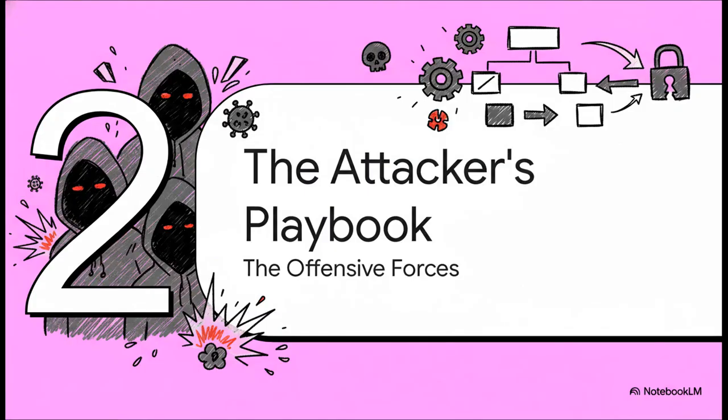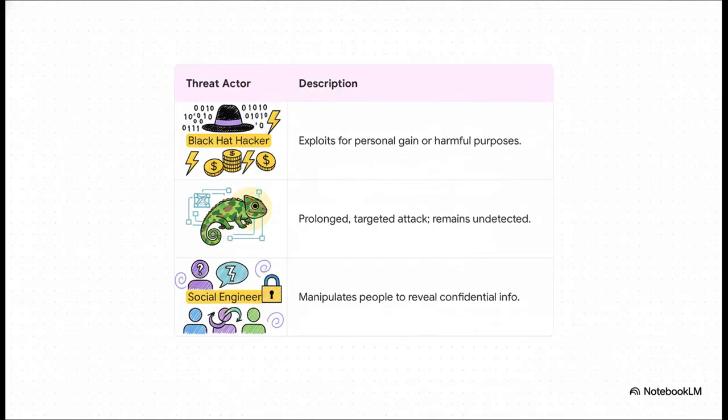Okay, now that we've got the basic lingo down, let's meet one side of this conflict, the attackers. We're going to take a look at who they are and the playbook they use to go on the offense. Attackers, or what the pros call threat actors, they come in all shapes and sizes. You've got your classic black hat hacker who's usually in it for the money. Then you have these advanced persistent threats, or APTs.